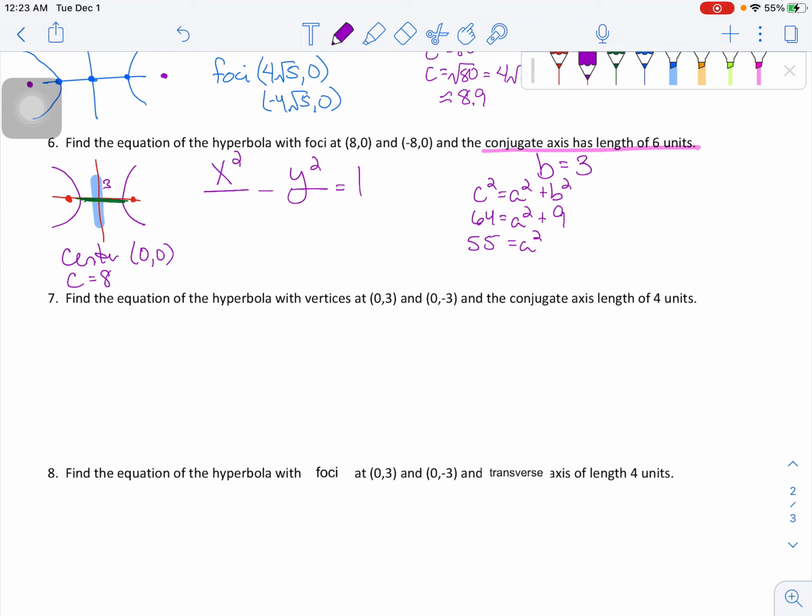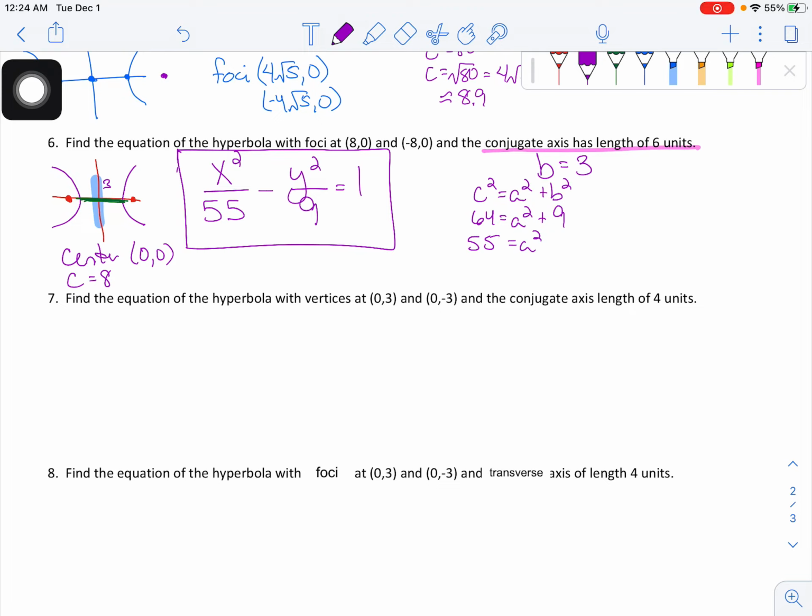Now, because I don't actually have to graph or identify where my vertices are, I actually don't need to know what A is. I'm quite happy to know what A squared is. So my transverse axis is the A value here, or the A squared for the equation. So that's going to be 55. My conjugate axis, be careful that you're not using the 6. It's going to be 3. And then to square it, to get the denominator here, it's going to be 9. So there is our nifty little equation.